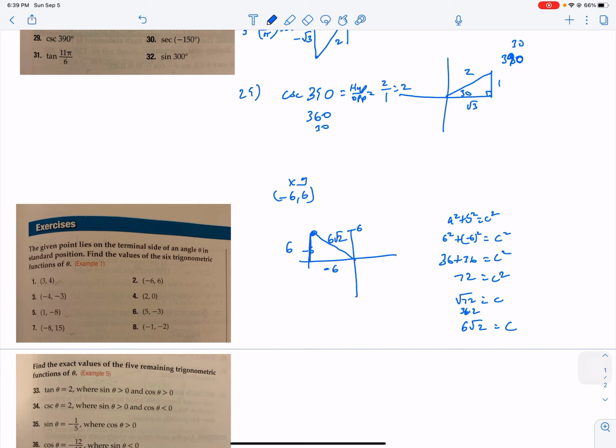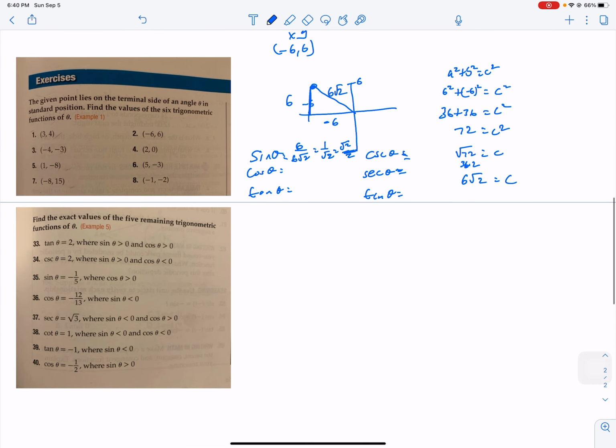Now they want us to write the six trigonometric functions, so they want us to go through sine of theta, cosine of theta, tangent of theta, cosecant of theta, secant of theta, and cotangent of theta. So sine is 6 over 6 square root of 2, which is 1 over square root of 2, being rewritten as square root of 2 over 2 by rationalizing the denominator. And we're just copying our trigonometric identities, like opposite over hypotenuse, adjacent over hypotenuse, opposite over adjacent.